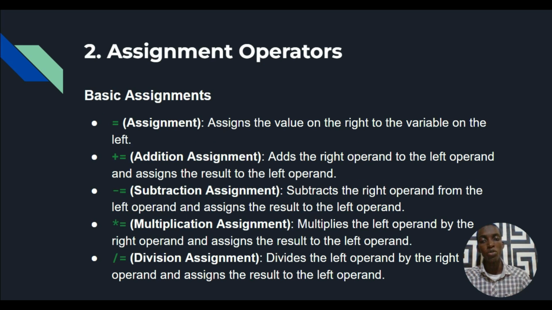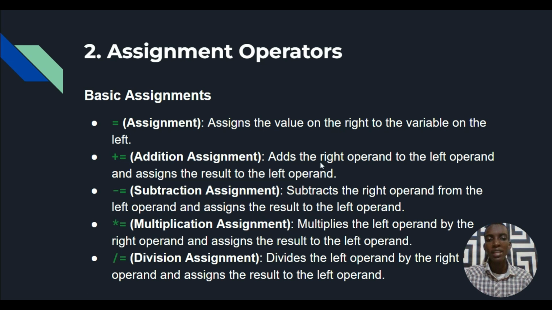So the next part we have is the basic assignment operator. The first one you're seeing now, we say this is equal to, right? But in JavaScript this is not equal to. This is an assignment operator. What does it do? It assigns the value on the right to the variable on the left.